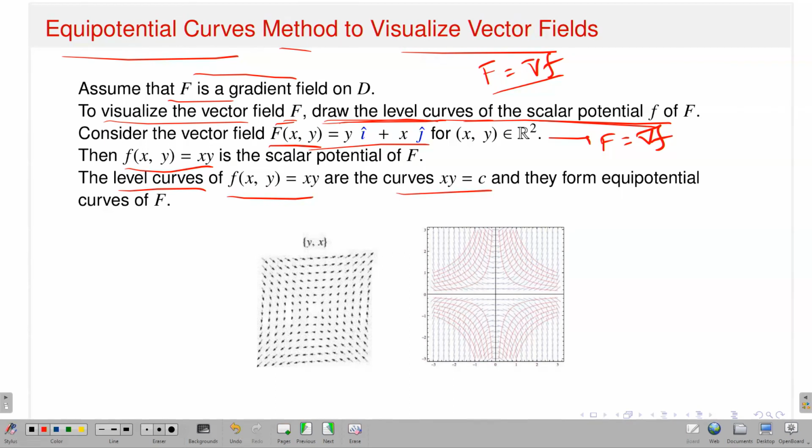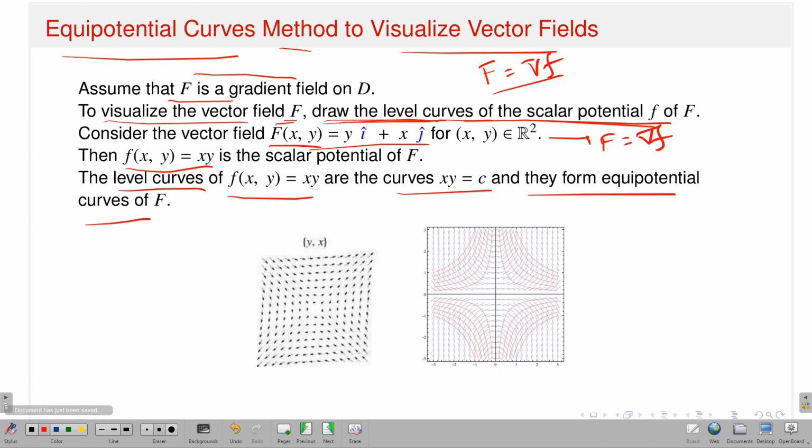That means what? That means you have the rectangular hyperbola. Okay. So xy equals c means the rectangular hyperbola, and they are the corresponding equipotential curves of f. So what is an equipotential curve of f? If I say it in one line, start with a gradient vector field, that means this capital F corresponds to a scalar potential small f, and you get the level curves of this scalar potential. That is what is called the equipotential curves of capital F.